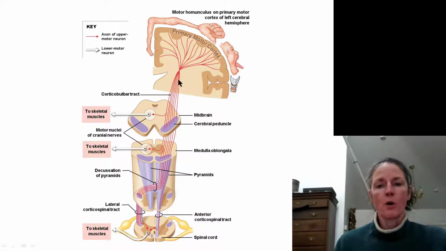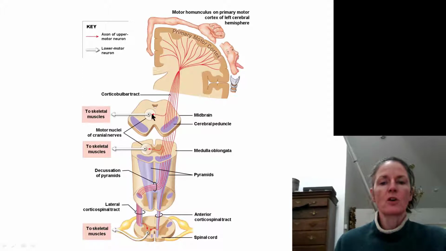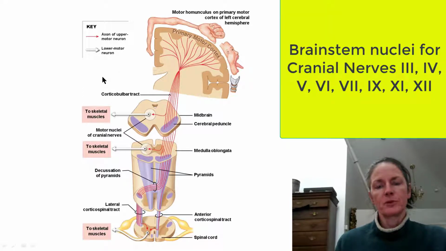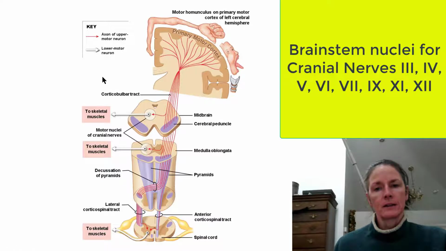We have our corticobulbar tract as well, and as you know, these are going to cross over at the level of the brainstem where their brainstem nuclei reside. So they will cross over and they will innervate brainstem nuclei on the opposite side of the body, and that will control skeletal muscles on the opposite side. So once again, these brainstem nuclei are 3, 4, 5, 6, 7, 9, 11, and 12.